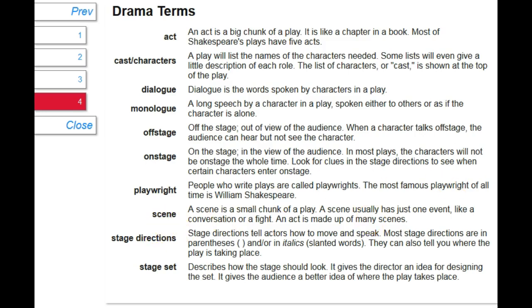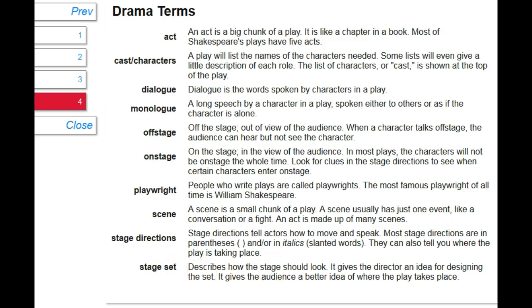A scene is a small chunk of a play. A scene usually has just one event, like a conversation or a fight. An act is made up of many scenes. Stage directions tell actors how to move and speak. Most stage directions are in parentheses and/or italics, slanted words. They can also tell you where the play is taking place.